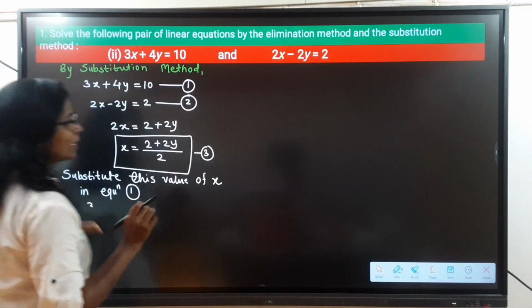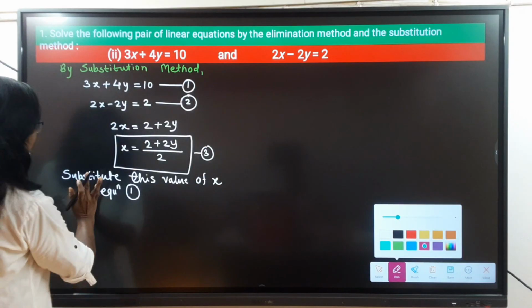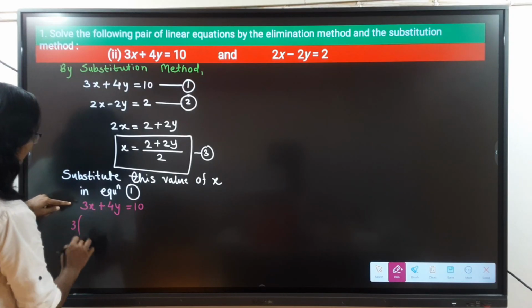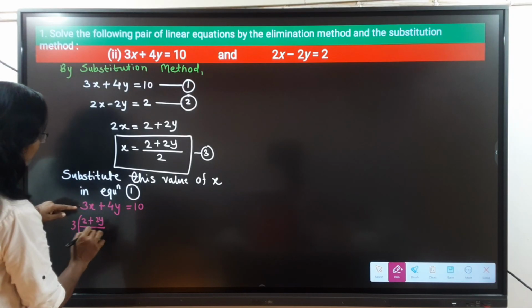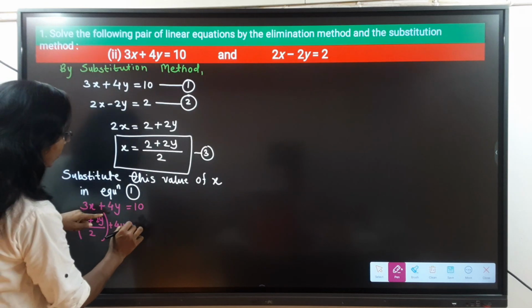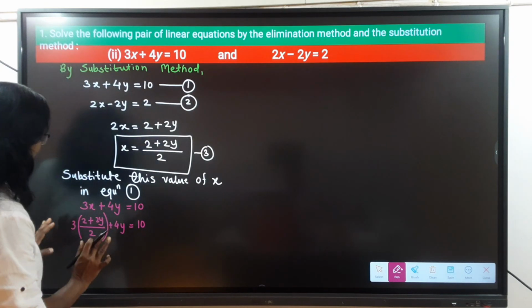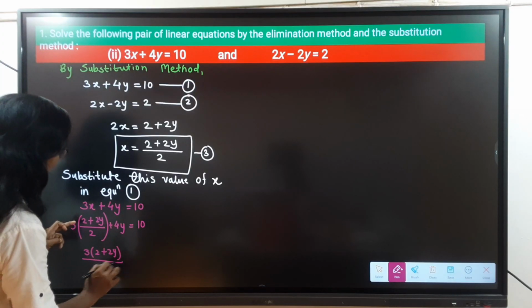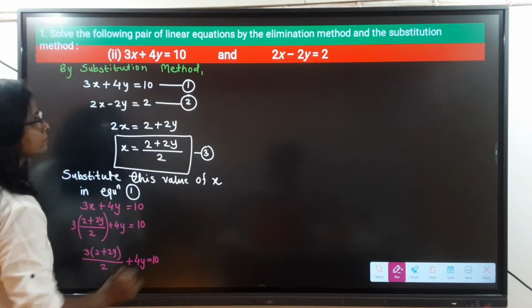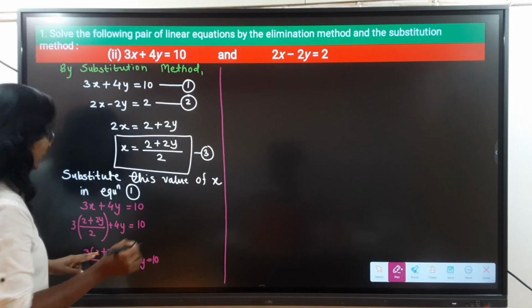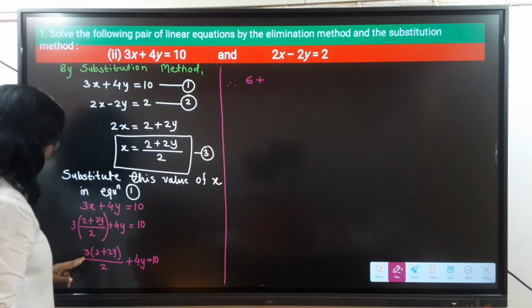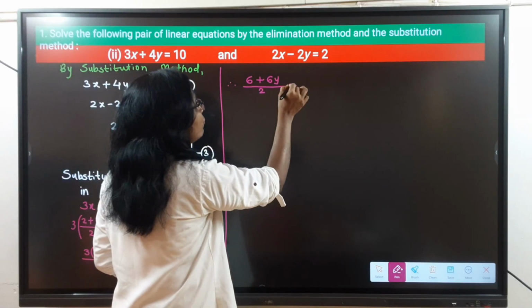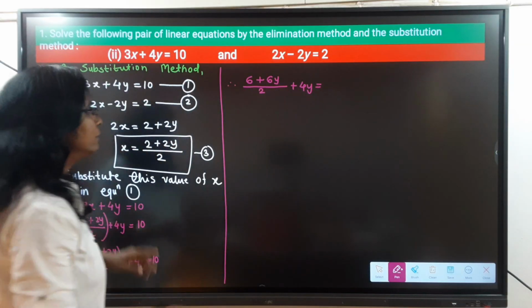So equation 1 is 3x plus 4y is equal to 10. So now here 3 multiply (2 plus 2y) upon 2 plus 4y is equal to 10. Now further simplify, carefully simplify. That means 3 multiply (2 plus 2y) divided by 2 plus 4y is equal to 10. Then further, 3 2s are 6, 6 plus 3 2s are 6y. So (6 plus 6y) upon 2 plus 4y is equal to 10.